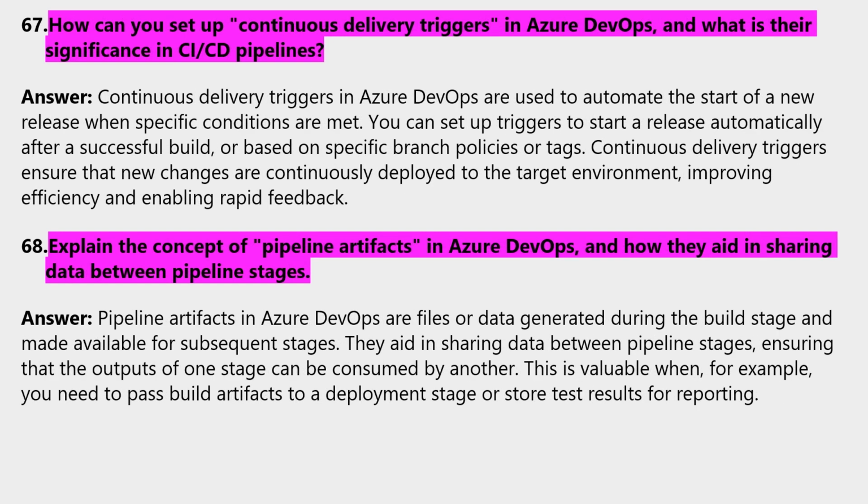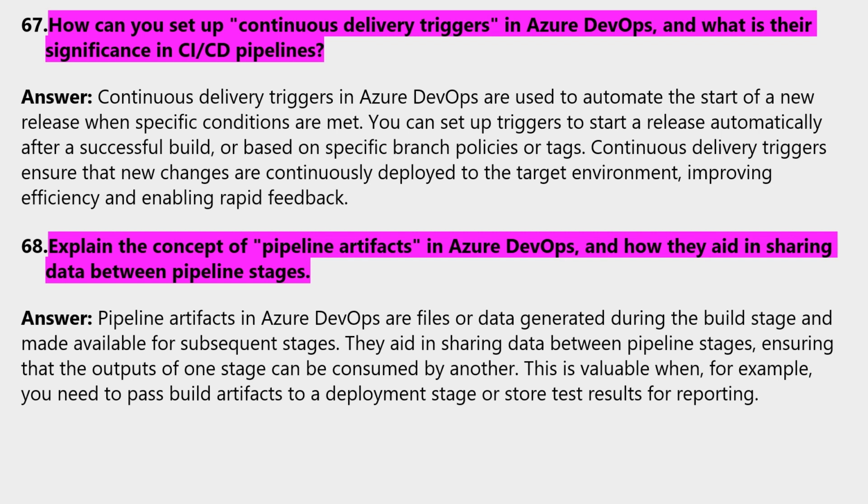How can you set up continuous delivery triggers in Azure DevOps, and what is their significance in CI/CD pipelines? Answer: continuous delivery triggers in Azure DevOps are used to automate the start of a new release when specific conditions are met. You can set up triggers to start a release automatically after a successful build, or based on specific branch policies or tags. Continuous delivery triggers ensure that new changes are continuously deployed to the target environment, improving efficiency and enabling rapid feedback.